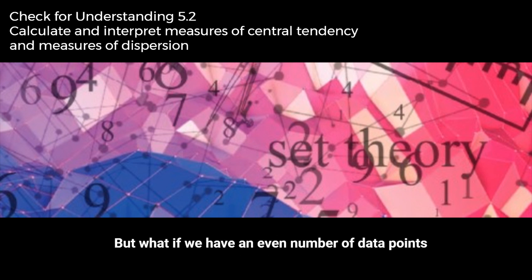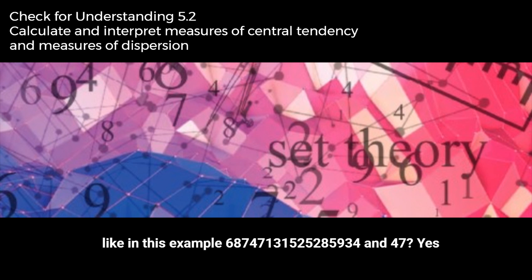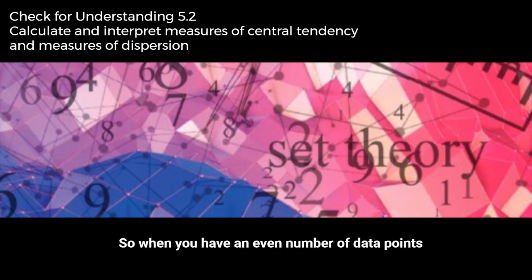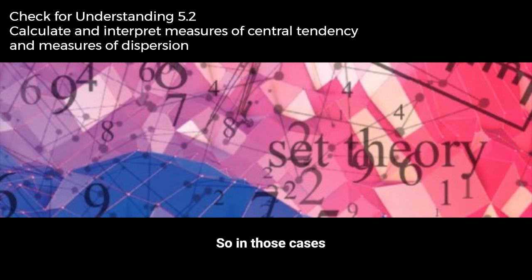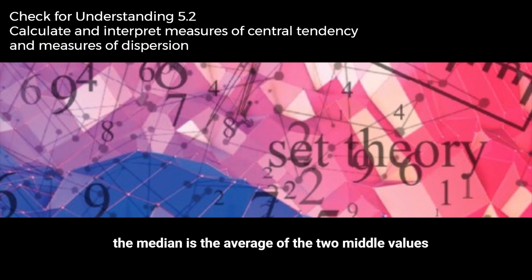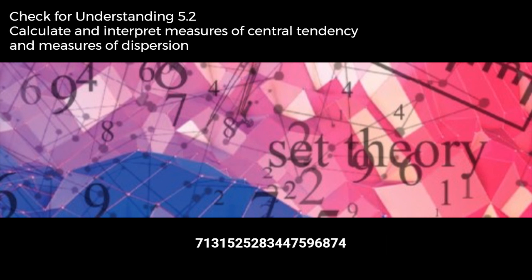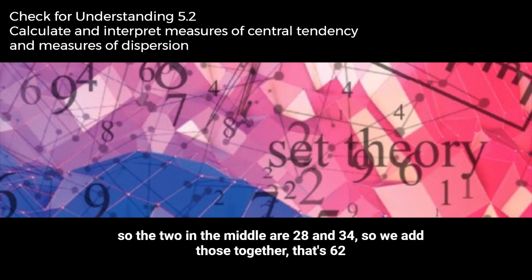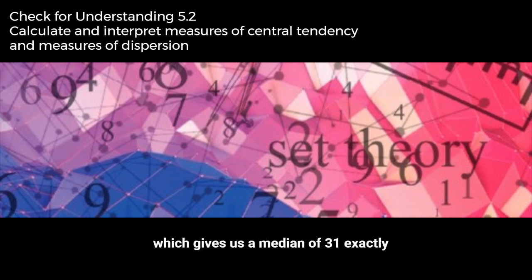But what if we have an even number of data points, like in this example? 68, 74, 7, 13, 15, 25, 28, 59, 34, and 47. Yes. So when you have an even number of data points, there isn't a single middle value. So in those cases, the median is the average of the two middle values. Okay, so let's put those numbers in order first. 7, 13, 15, 25, 28, 34, 47, 59, 68, 74. We have 10 numbers, so the two in the middle are 28 and 34. So we add those together, that's 62, and then divide by 2, which gives us a median of 31.